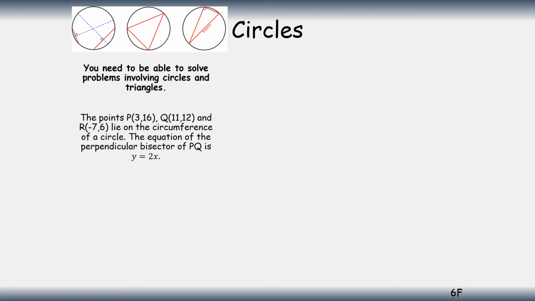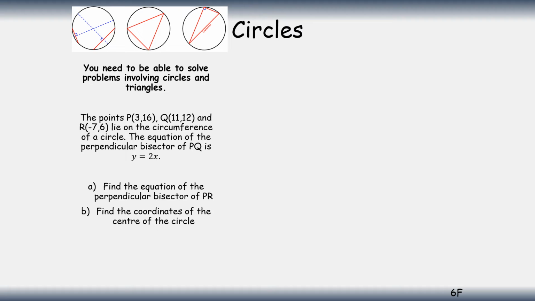Alright, let's take another example. So we're told these points P, Q, and R lie on the circumference of a circle. The equation of the perpendicular bisector of PQ is given as y equal to 2x. And we're asked to find the equation of the perpendicular bisector of PR and find the coordinates of the center of the circle. And also to work out the equation of the circle.